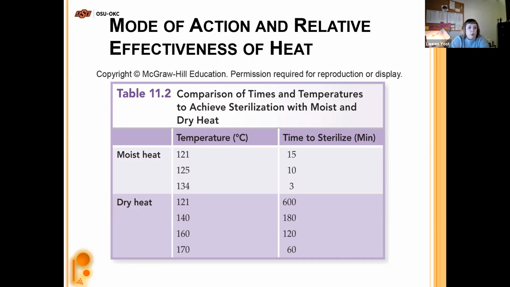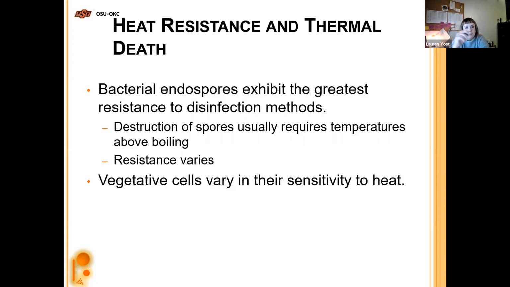So we have moist heat. At 121 degrees, we can sterilize it in 15 minutes. If we were to do that with dry heat, 121 degrees and no water introduced, we would have to do it for 600 minutes. I don't know if you have 10 hours to sit around and wait on something, but I don't want to do that. So you get the picture.